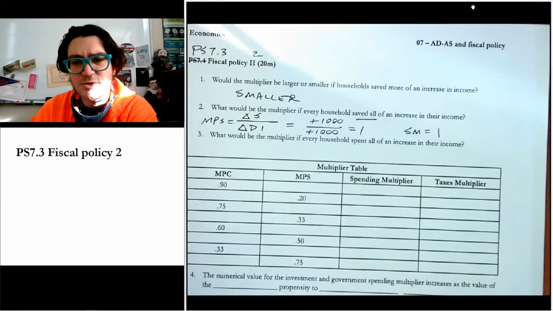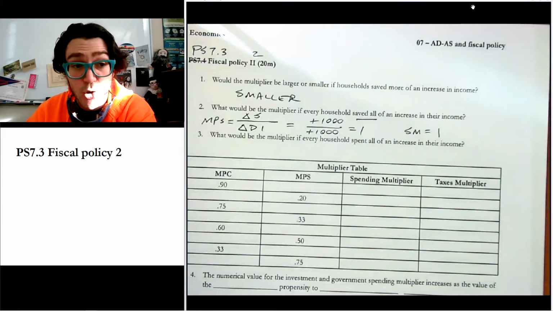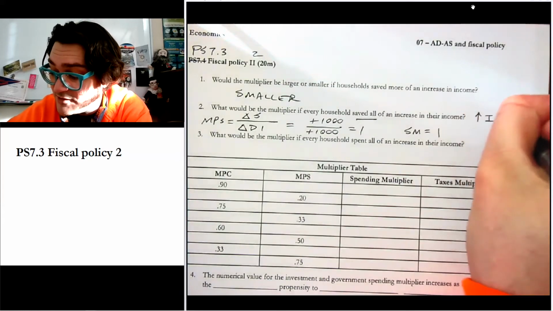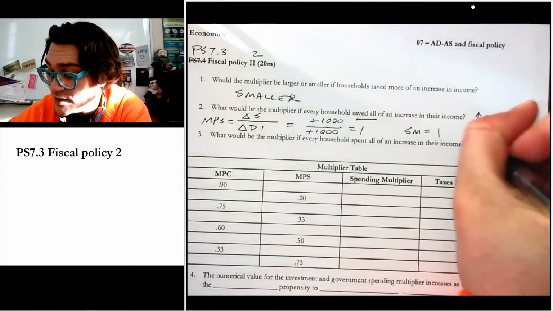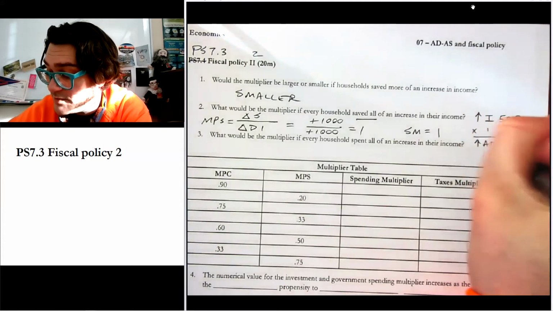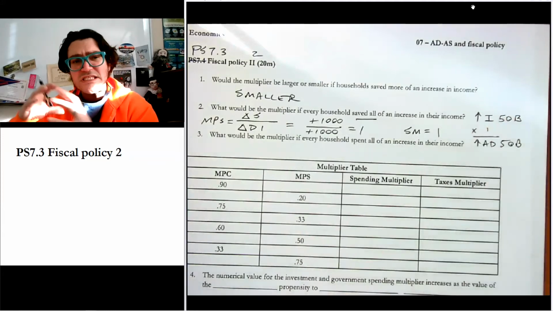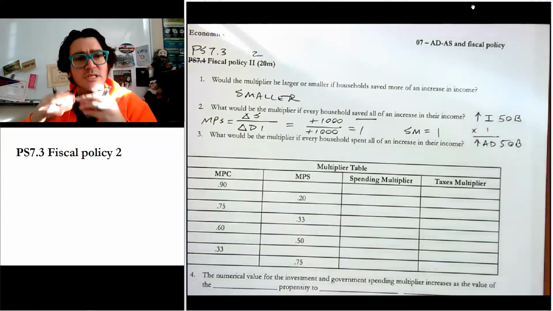Now, you might think to yourself, well, then there's still some multiplying. No, there's not. Because let's say there's an increase in investment spending of 50 billion times 1 means aggregate demand goes up by 50 billion. And so there isn't any multiplying effect. The more savings that there is, there's less of that multiplying.